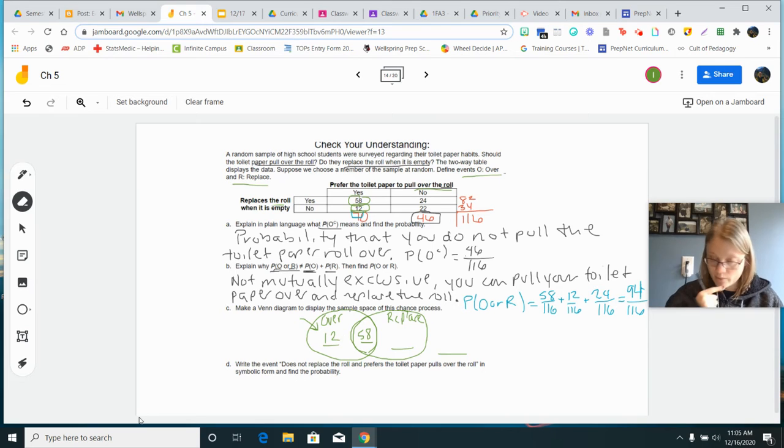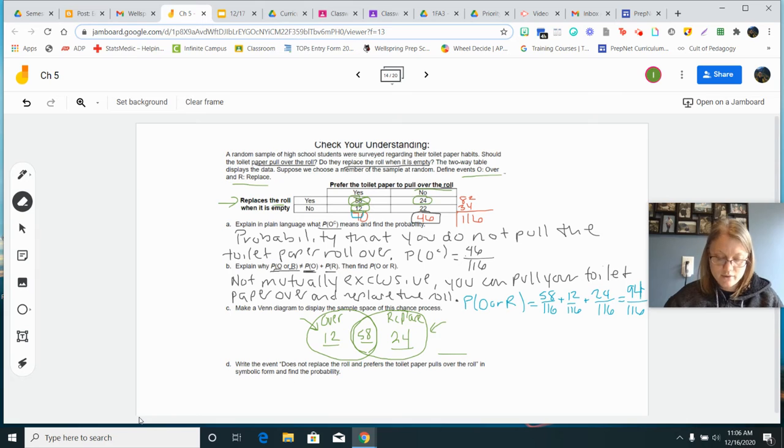And then similarly, I want to look at people that just replace the roll. So this side of the circle is just people that replace. They don't care if it goes over or under the roll. They're not pulling it over. So that's going to take me to basically my rows. I know there's 58 people in the middle. I already accounted for those. But then there's also 24 people that just replace the roll. So we've accounted for three of those.